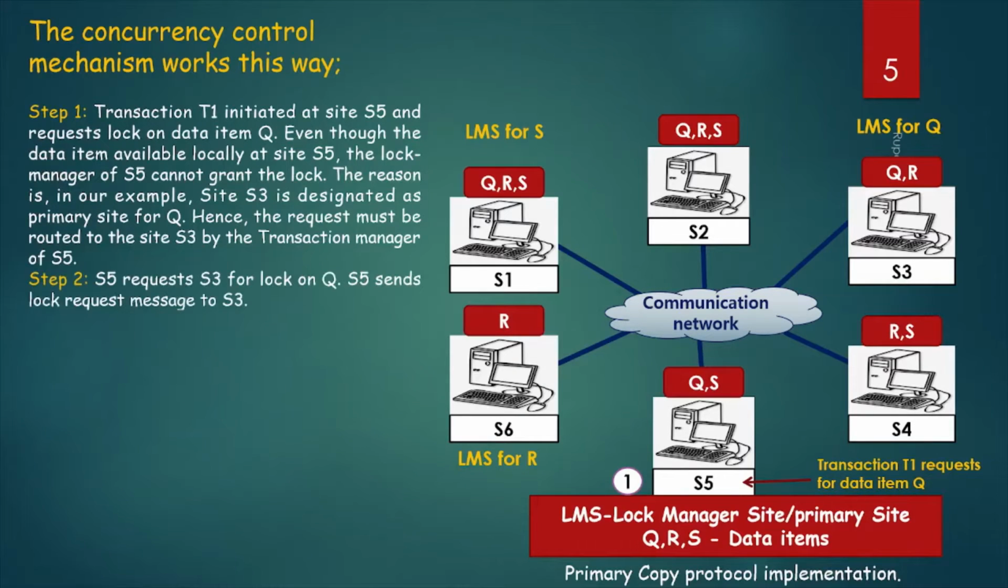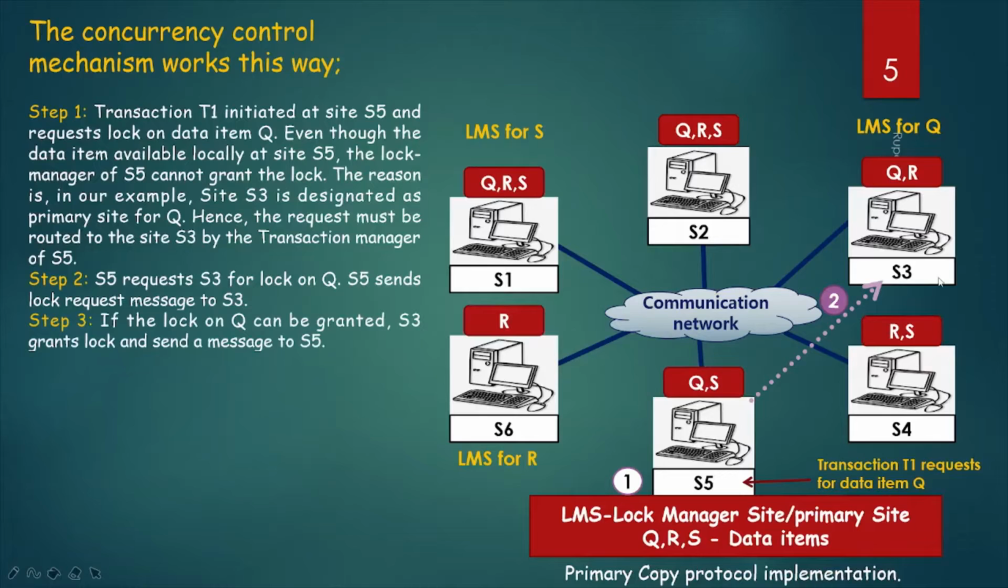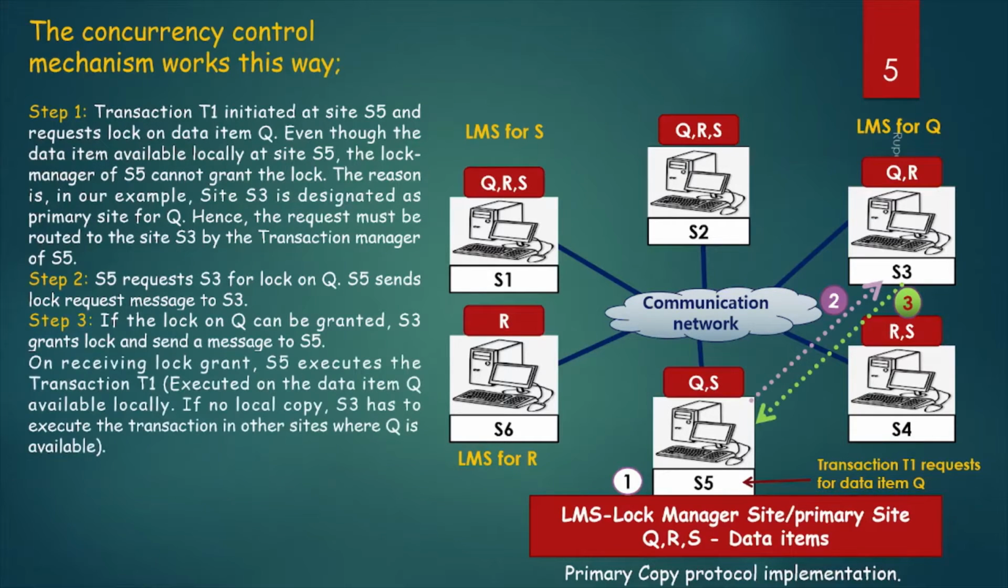Step 2. S5 requests S3 for a lock on Q. For this reason, S5 sends a lock request message to S3. Step 3. If the lock on Q can be granted, then S3 grants the lock and sends a message to S5. On receiving the lock grant, S5 executes the transaction T1. It is executed on the data item Q available locally. If there is no local copy, then S3 has to execute the transaction in other sites where Q is available.